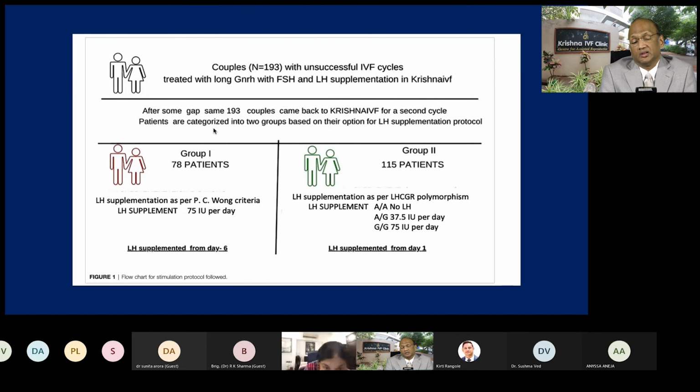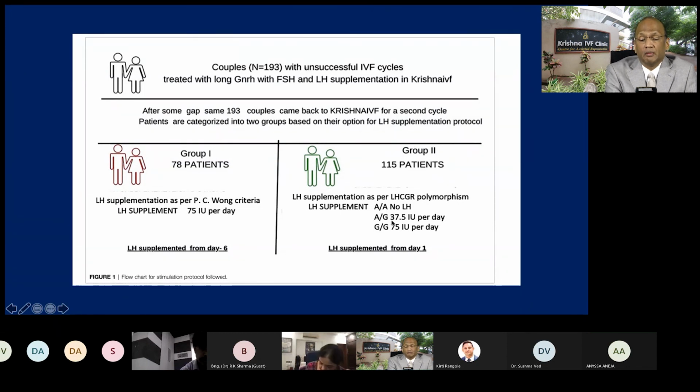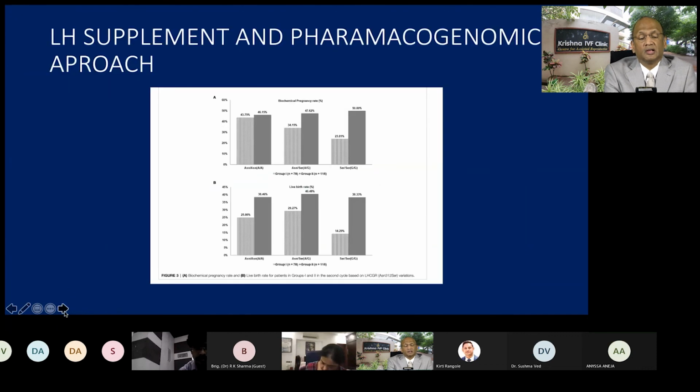That means LH supplementation being given from day 6, and the second group is based on the polymorphism, where there was a wild type A by A, no LH was given. If it is A by G, we gave half an ampule of LH, and if it is G by G, that is 1 ampule from day 1 supplementation, we found a huge difference, and the difference is seen here.